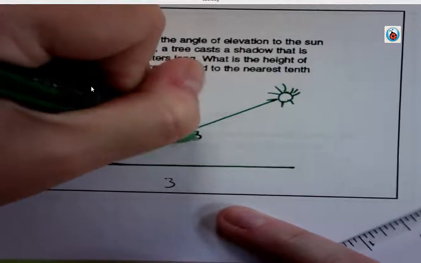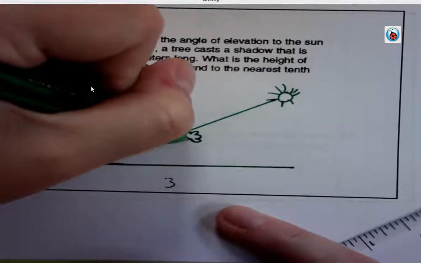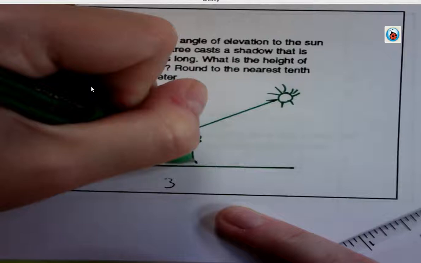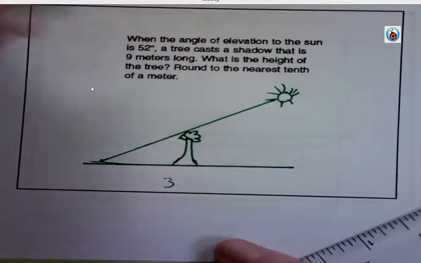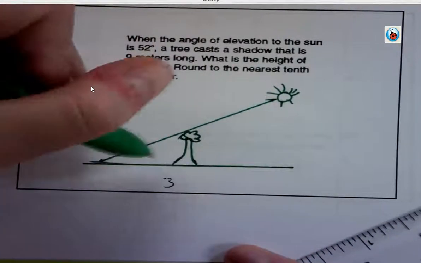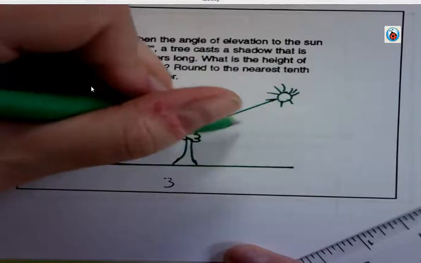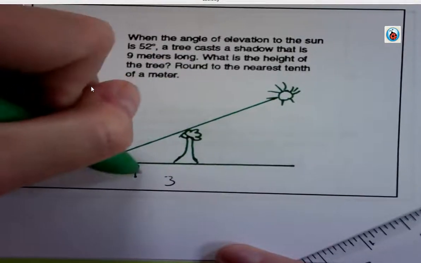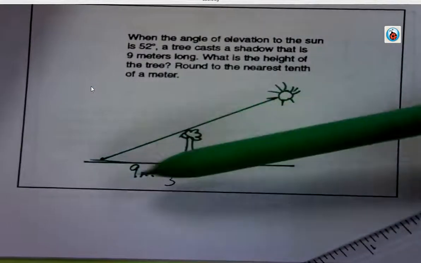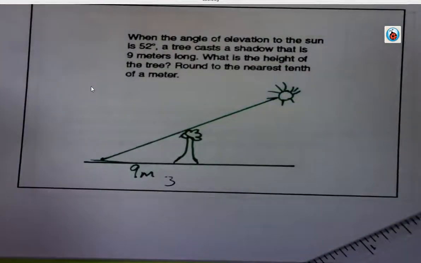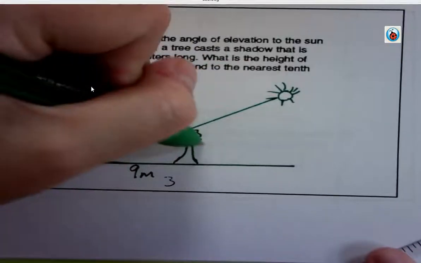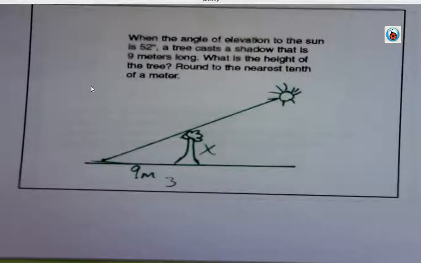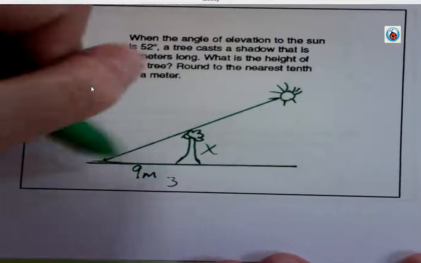So here's the tree. Very pretty drawing. And it says that the tree casts a shadow of 9 meters. So just think of the sun's rays coming down here, and then it makes a 9 meter long shadow. And it's asking us, what is the height of the tree?